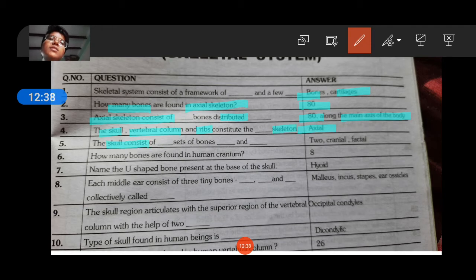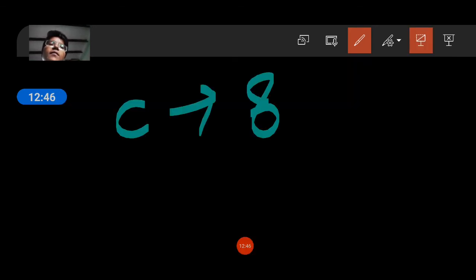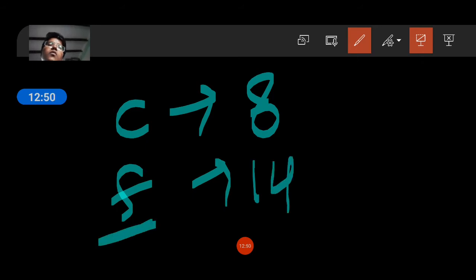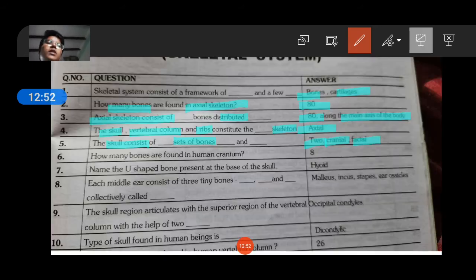The skull consists of two sets of bone, cranial and facial. Cranial contains 8 and facial contains 14 bones. F for facial and F for 14. How many bones are found in human cranium? 8. Name the U-shaped bone present in the base of the skull: hyoid bone.